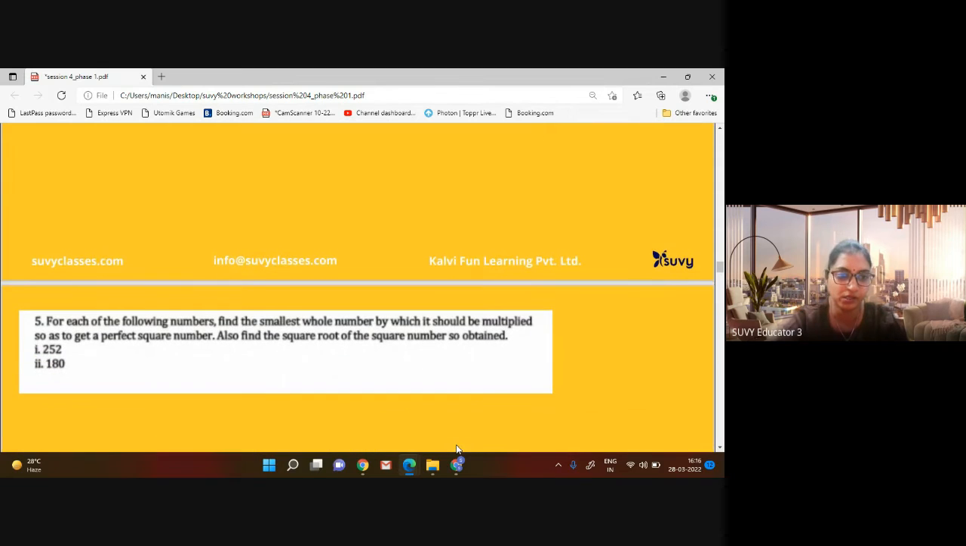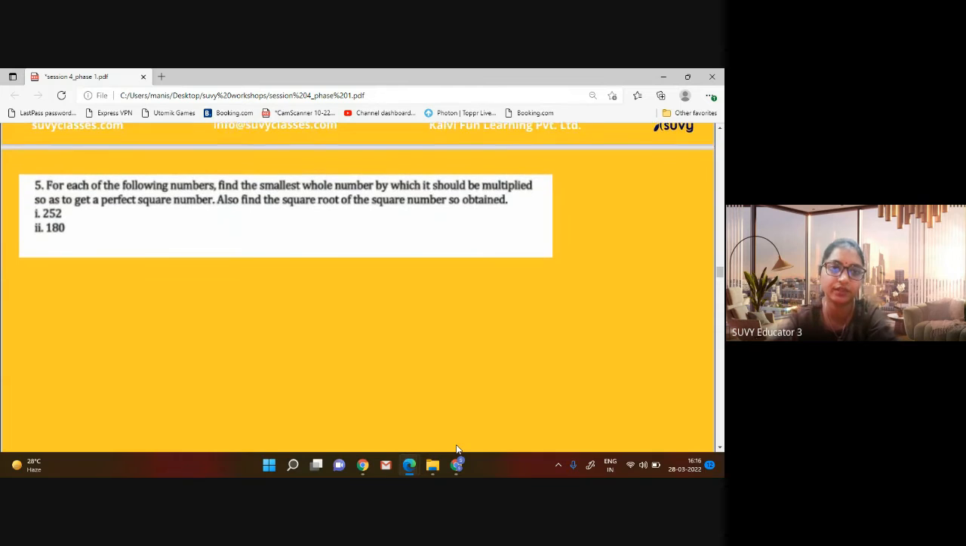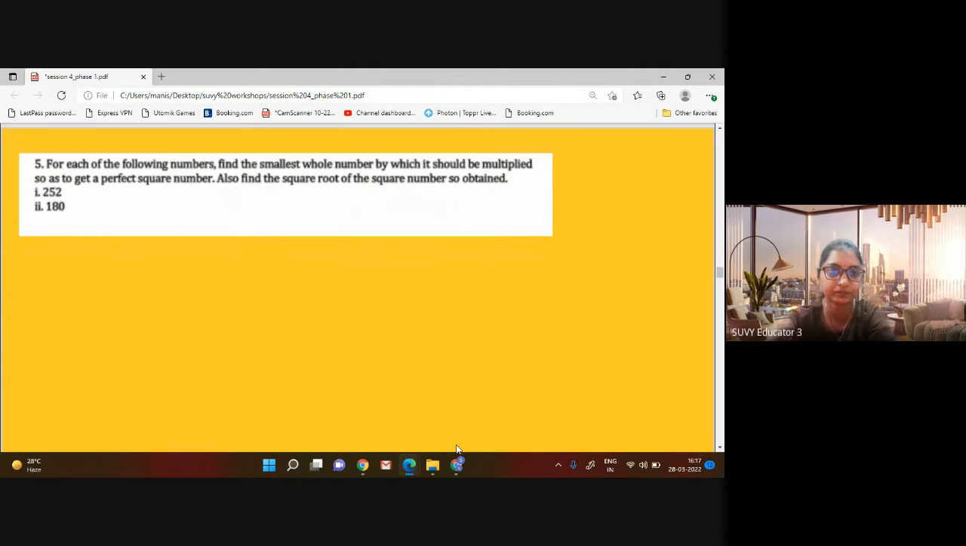Next, a very important part, an important type of question that comes to your mind. For each of the following numbers, find the smallest whole number by which it should be multiplied so as to get a perfect square number. Also find the square root of the square number so obtained. So just have a look. As the first part, 252 is given to us.